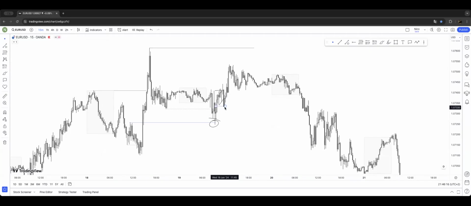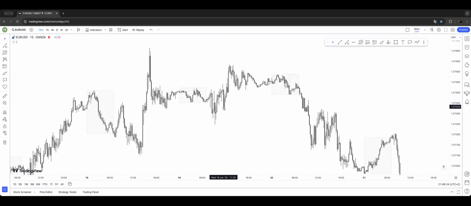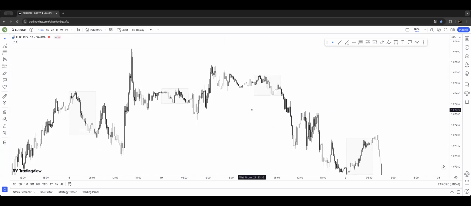Alright. And this is the one that I also took, because I was still thinking about getting long, and this looks very, very nice. That's the one that I posted on Telegram also. That's the one. And obviously, my target was up here.